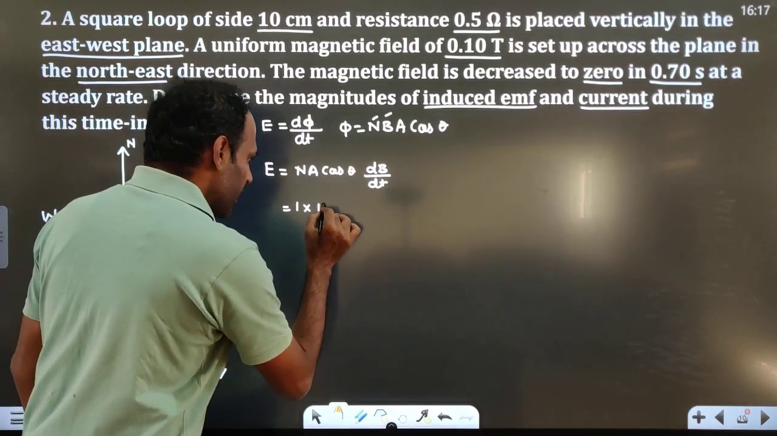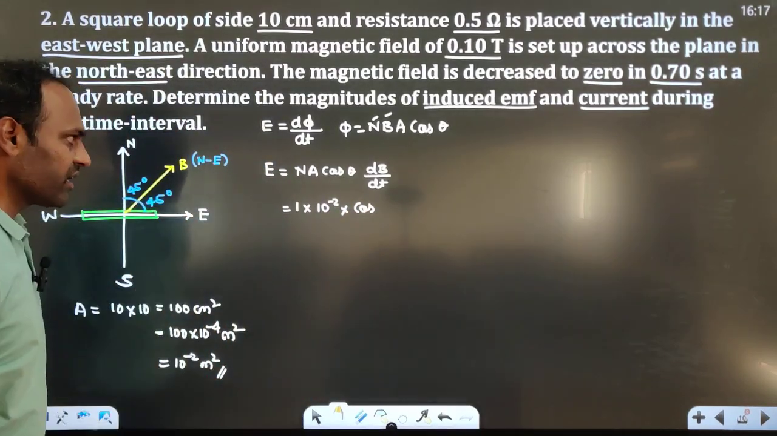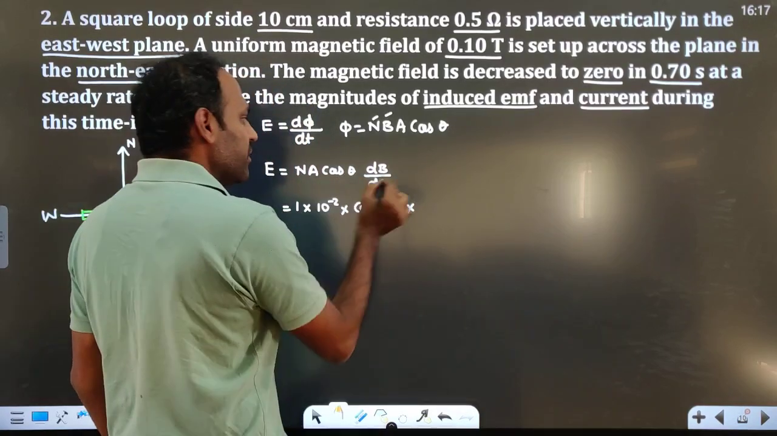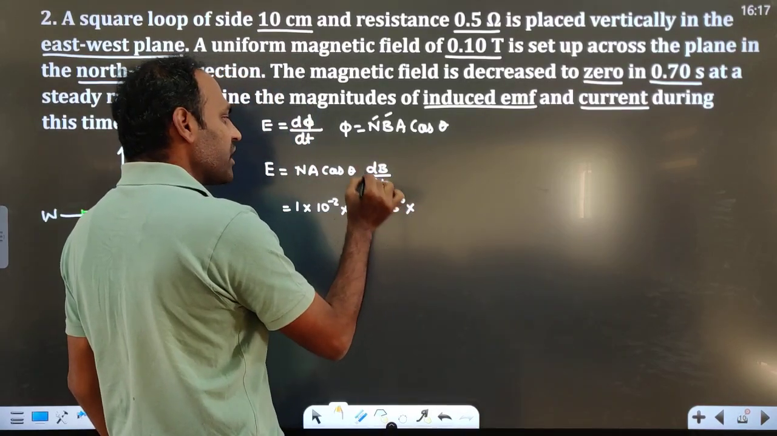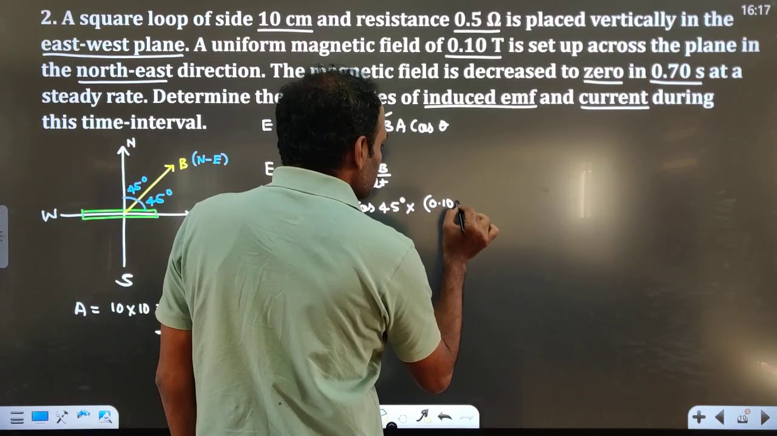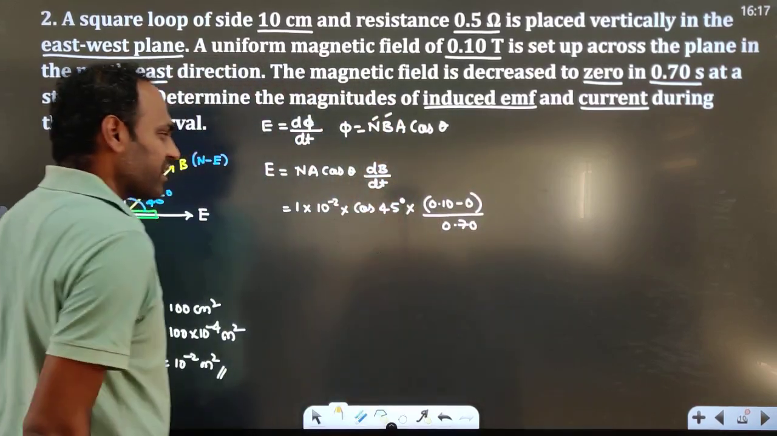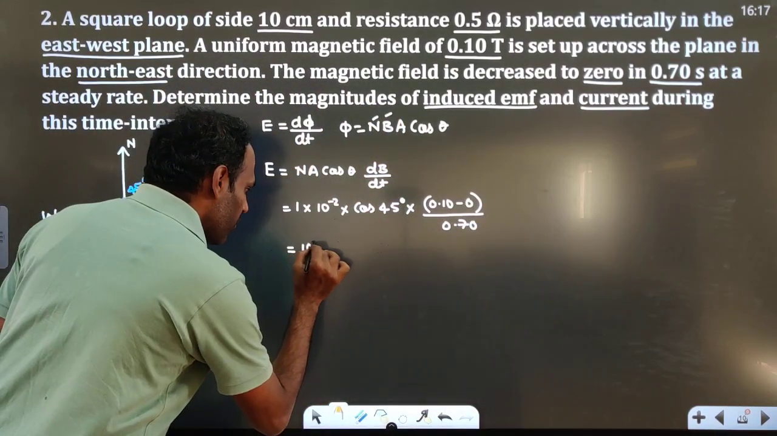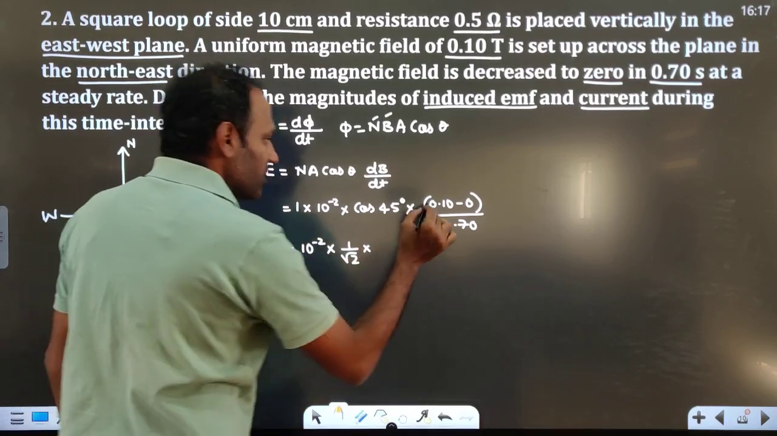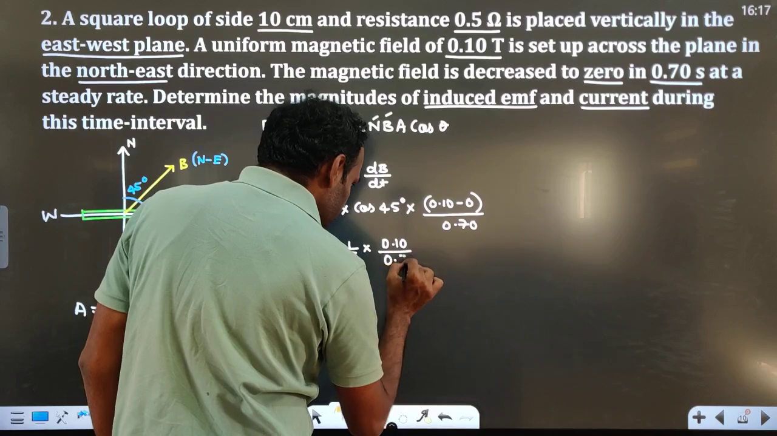Substitute that area here, 10 to the power minus 2 into cos, how much is the angle? Angle is 45 degree, so cos theta, theta is 45 degree, right? dB by dt, dB means change in magnetic field, dt means time taken to change the magnetic field. So change in magnetic field is 0.10 minus 0 divided by time taken is 0.70, correct? Okay, so this will be 10 to the power minus 2 into cos 45 degree means it will be 1 by root 2 into 0.10 divided by 0.70.